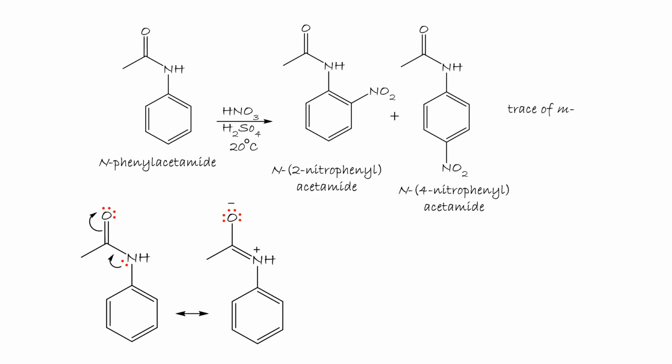To slow down the reactivity of the NH2 group, we acylate to form the N-phenyl acetamide analog, replacing H with C double bond O. So this group will take the lone pair into the C double bond O electron withdrawing group. So it will control its reactivity a little bit.